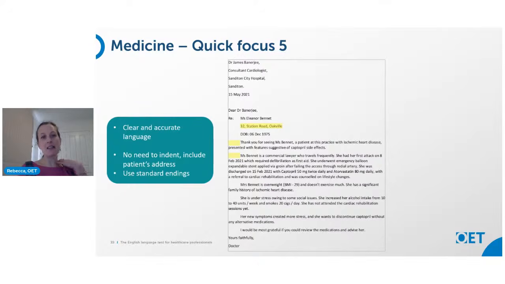And finally, the standard ending for letters, which start with the reader's name, is yours sincerely. Yours faithfully is standard when we don't know the reader's name and we use their job title in the greeting. So, for example, if the writing task said to write a letter to the cardiologist, we would start Dear Cardiologist, and we would end the letter with yours faithfully.